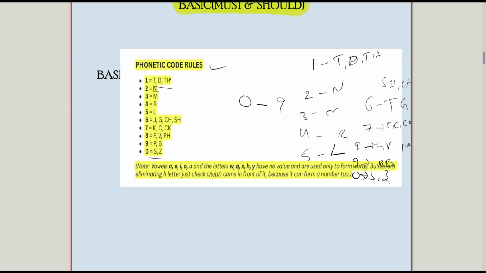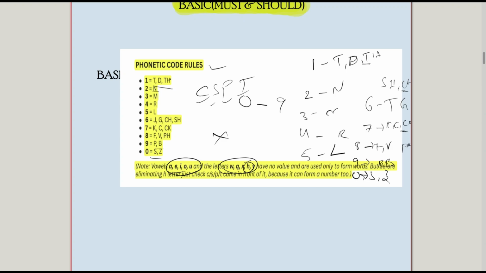So whenever you see these vowels and these letters, you can simply strike them because they have no value. But before striking H, you should check whether there is any C, S, P, T. Some letters in front of H, there are four letters, especially C, S, P, T. So just check before H if a C, S, P, or T has occurred. If any of these letters occurred, then you shouldn't cancel.